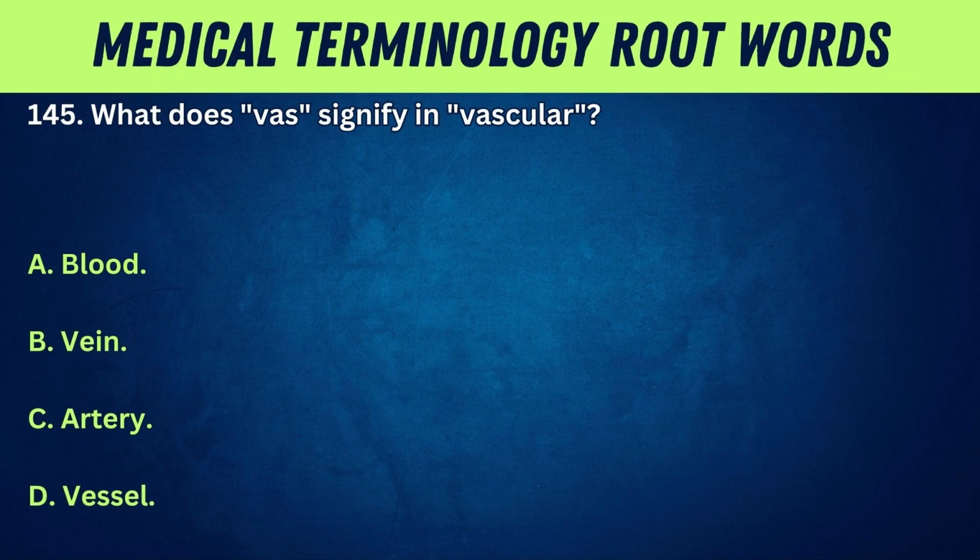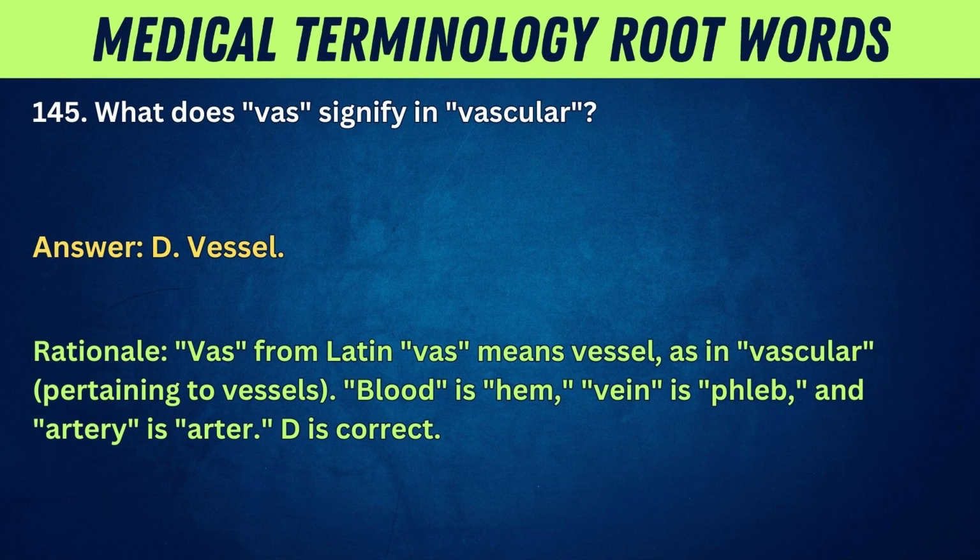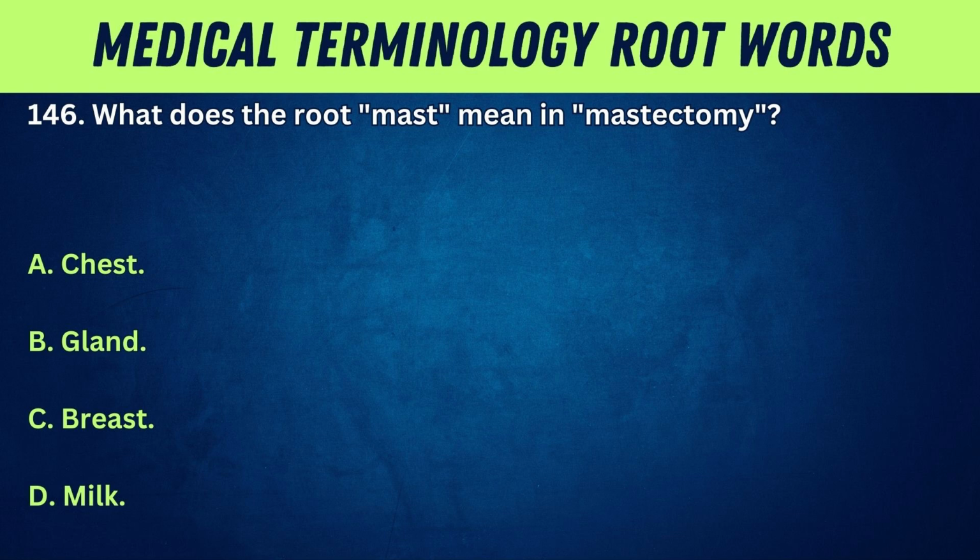145. What does vas signify in vascular? A. Blood. B. Vein. C. Artery. D. Vessel. Answer: D. Vessel. Rationale: vas from Latin vas means vessel, as in vascular, pertaining to vessels. Blood is hem, vein is phleb, and artery is arter. D is correct.